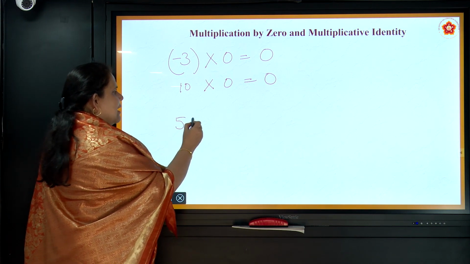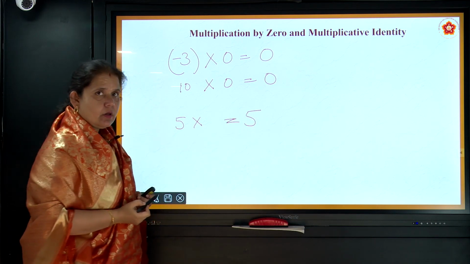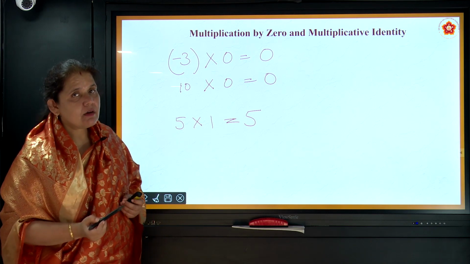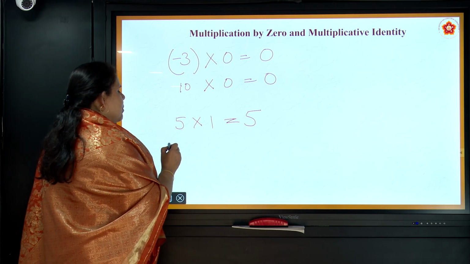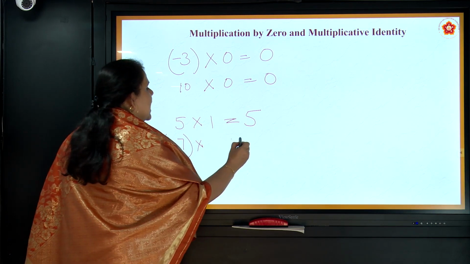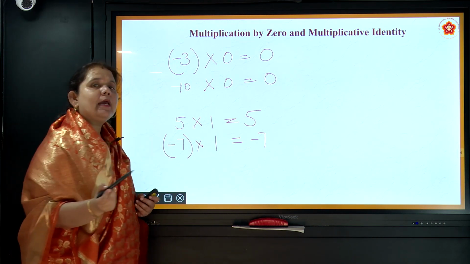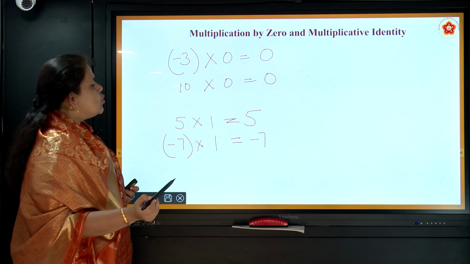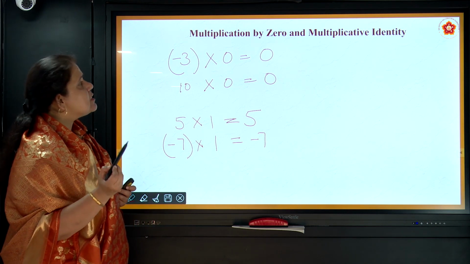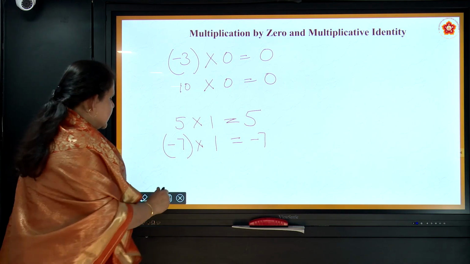What should I multiply 5 with so that my answer remains 5? All of you know that. 5 multiplied by 1 will give us 5. What should I multiply -7 with so that my answer remains -7? We multiply the given number by 1 to get the answer same. So this 1 is called multiplicative identity.